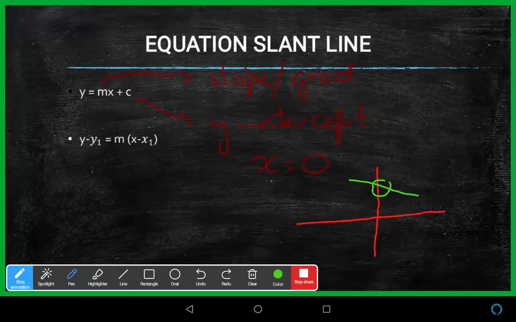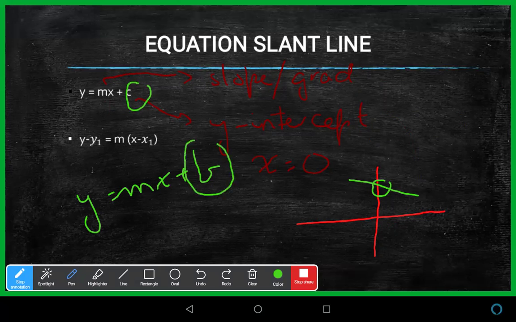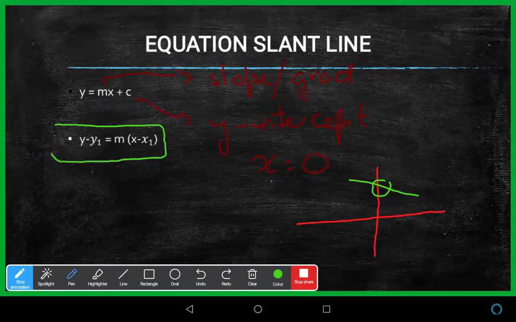You can see the formula like this as well: y is equal to mx plus b. Both are the same. Some are using c as a variable and some are using b as the variable of the y-intercept, so don't get confused about this. This is known as the y-intercept, and x is equal to 0 at that point. And the second formula we have is y minus y1 is equal to m, where m is the slope or gradient, times x minus x1. These are the two formulas we will use in the questions.